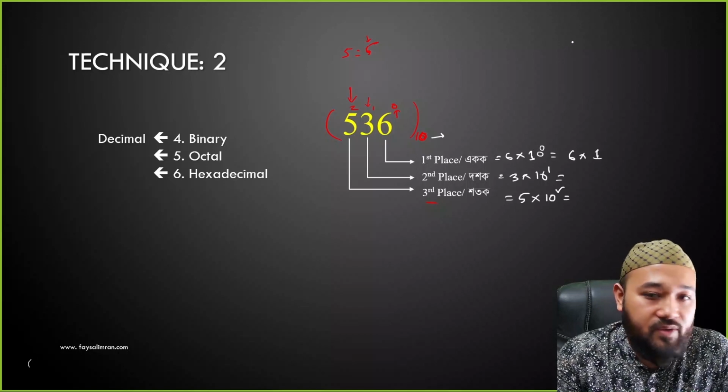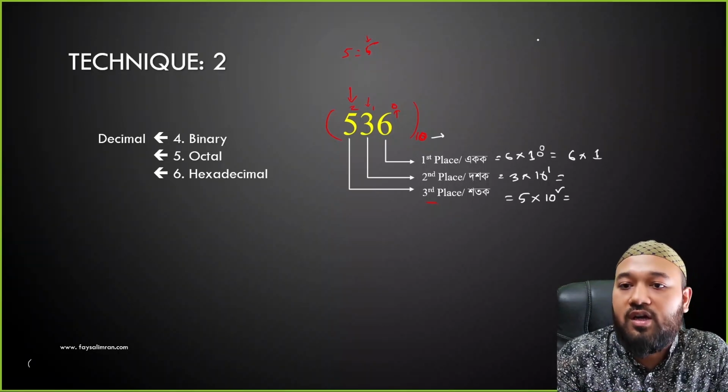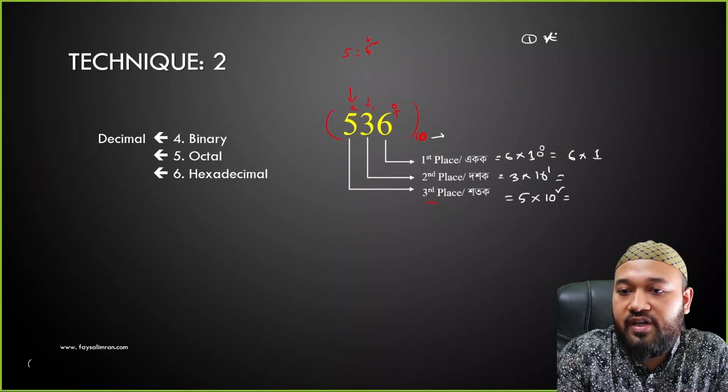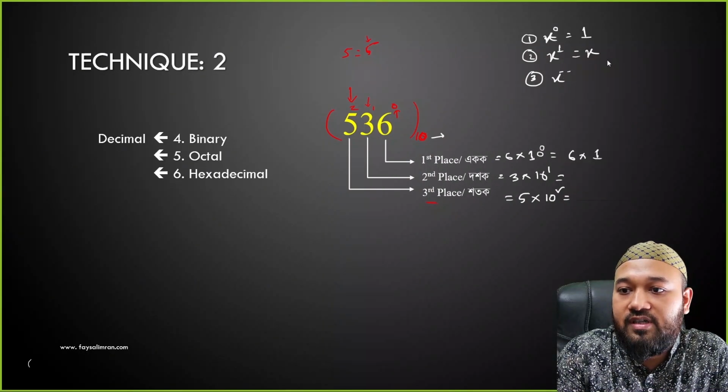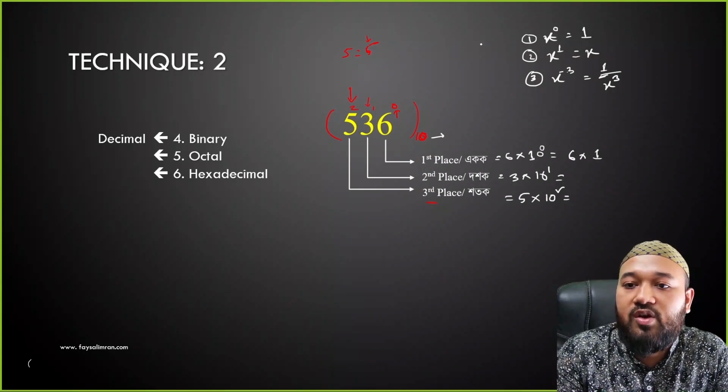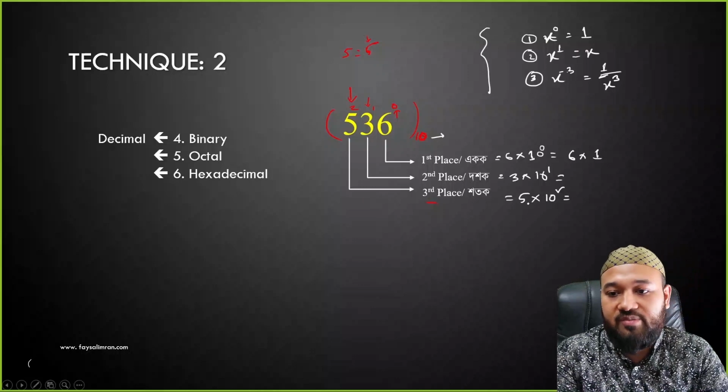We need 3 mathematical rules for these kinds of conversion. One of them is if any value contains the power 0, the result will be 1. Also if any value contains the power 1, the result should be the same. And also if any value contains a negative power, like -3, we can write x to the power -3 equals 1 by x cube. We need some basic rules of mathematics here.